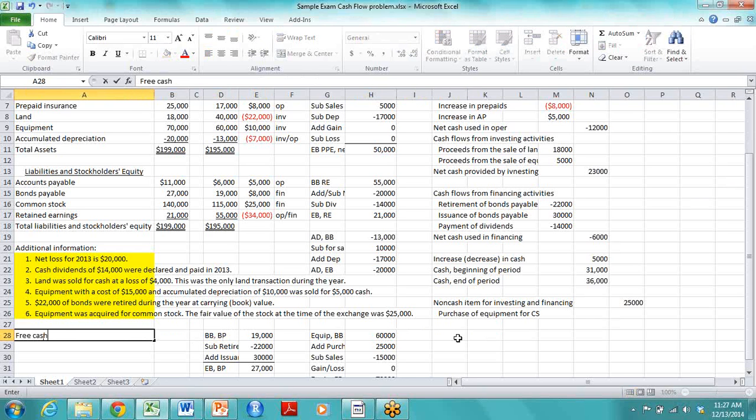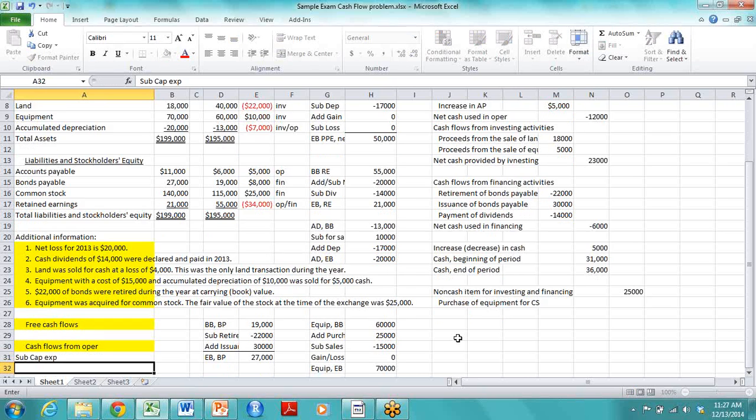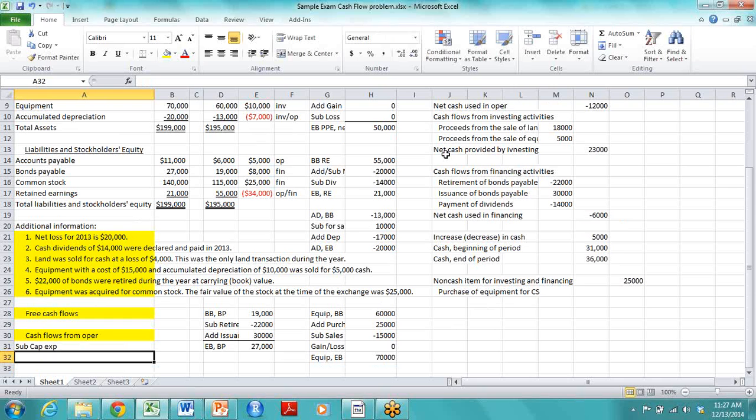So free cash flows. You're going to take the cash flows from operating. You're going to subtract any capital expenditures. And capital expenditures are when I have purchases of things like equipment or land. And then you're going to subtract dividends. I think that's the formula, right, for free cash flows.